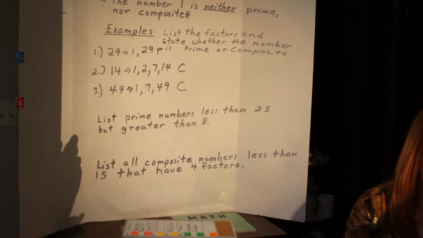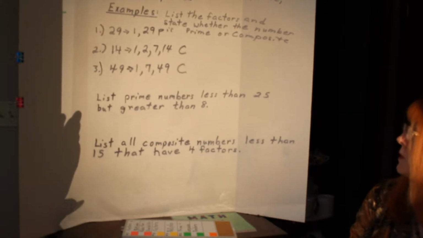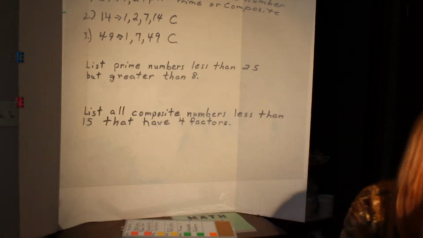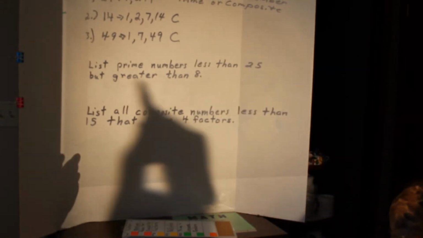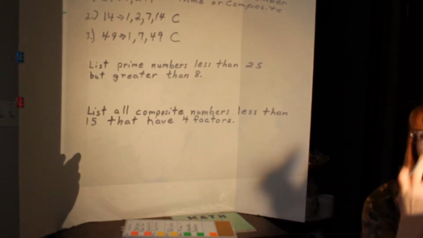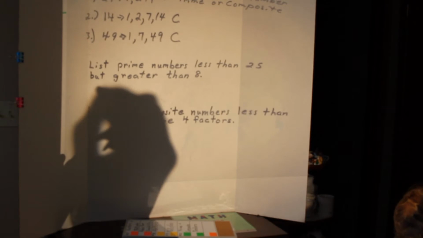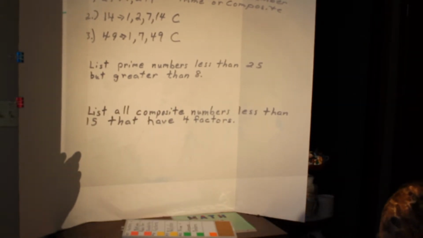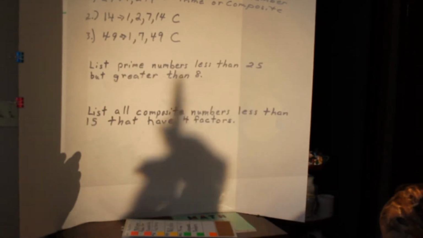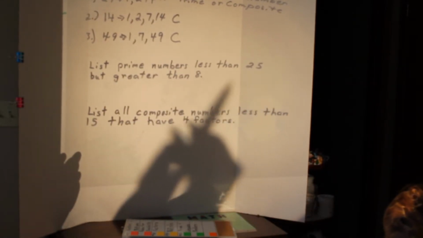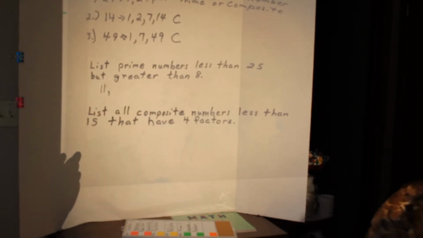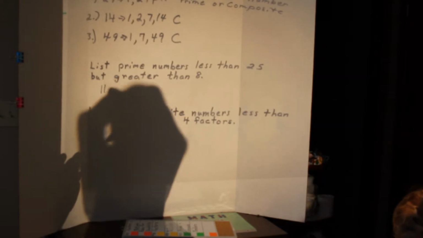Now list all the prime numbers less than 25. So what are our options? Oh, sorry, less than 25 and greater than 8. So greater than 8, start at 9. Is 9 a prime number? No, it has more than two factors. 10, it doesn't work either. 11 has only two factors, so 11's our first one. 12 has more than 2. 13 only has 2.